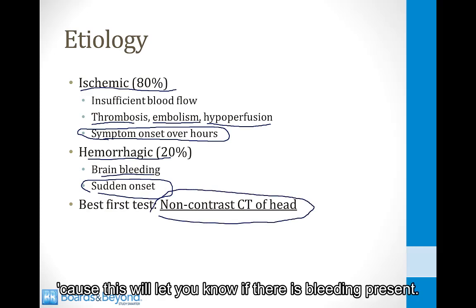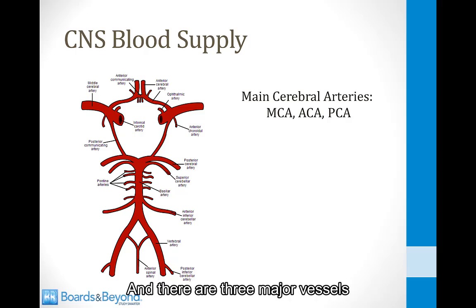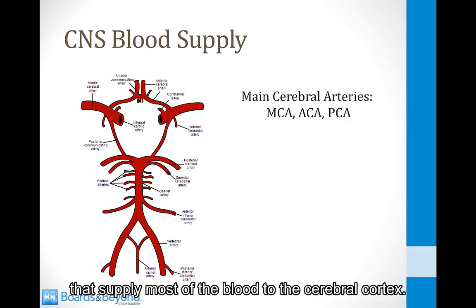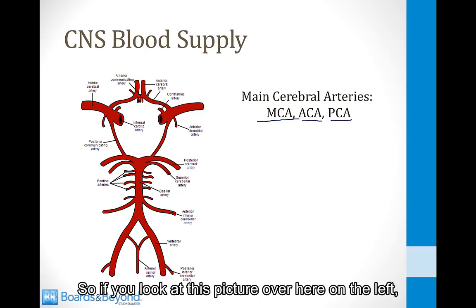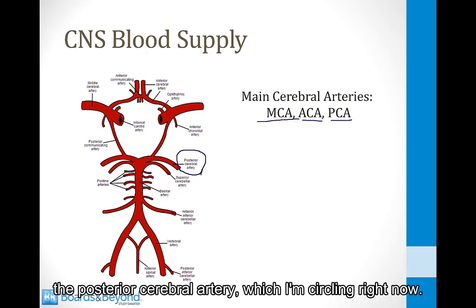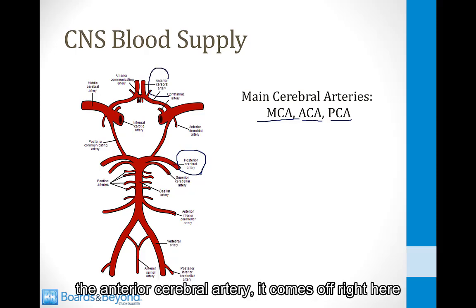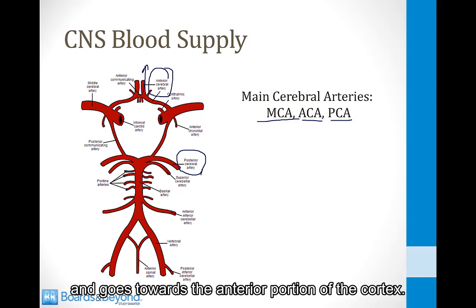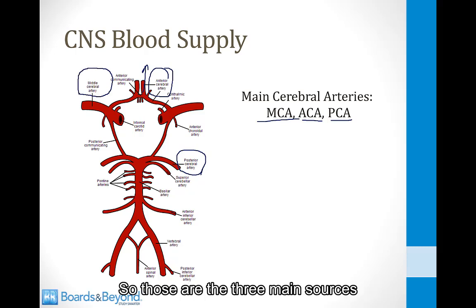So this is a picture of the vertebrobasilar system of blood vessels and also the circle of Willis. There are three major vessels that supply most of the blood to the cerebral cortex: the middle cerebral artery, the anterior cerebral artery, and finally the posterior cerebral artery. If we look at this picture on the left, first we have down here in the middle the posterior cerebral artery, which I'm circling right now. Then if we go up to the top, we can see the anterior cerebral artery. It comes off right here and goes towards the anterior portion of the cortex. And then over on the side, we have the middle cerebral artery right here. So those are the three main sources of blood to the cortex of the brain.